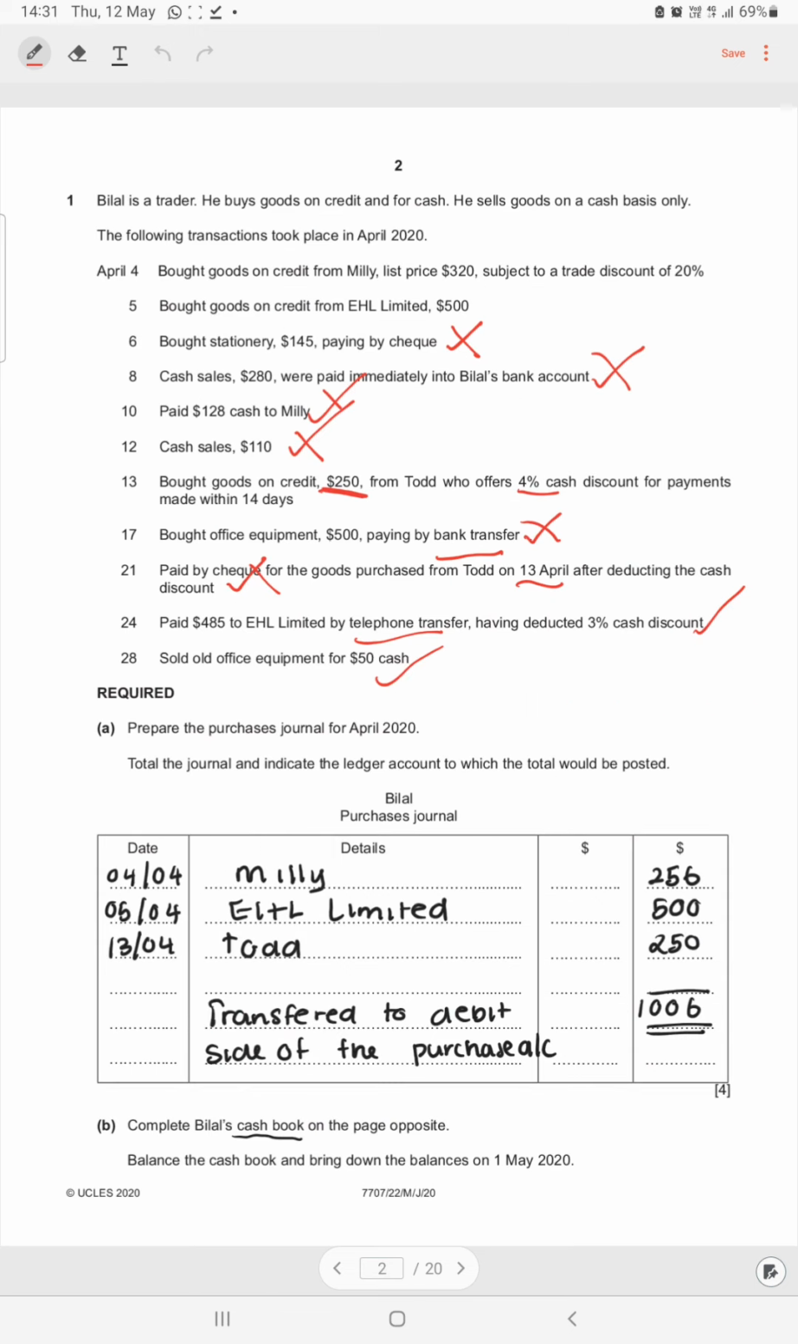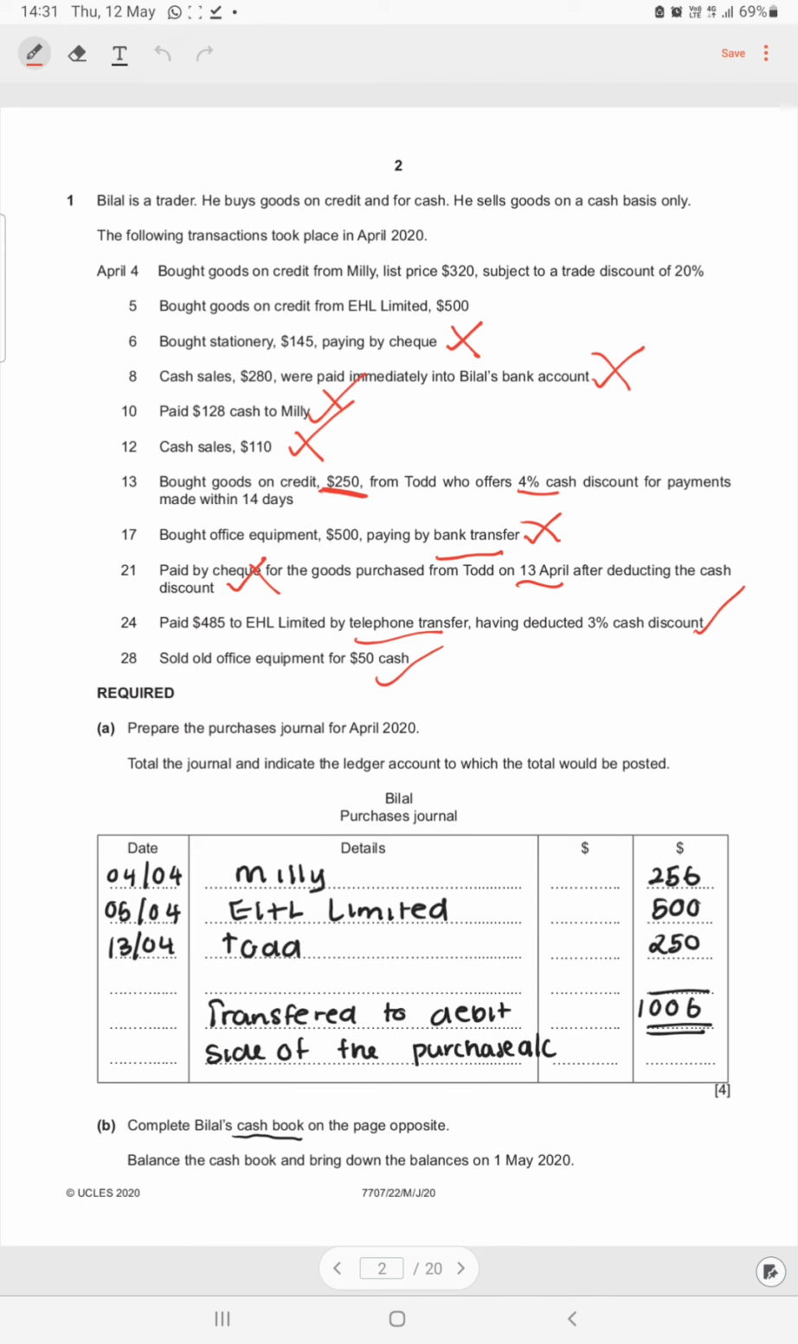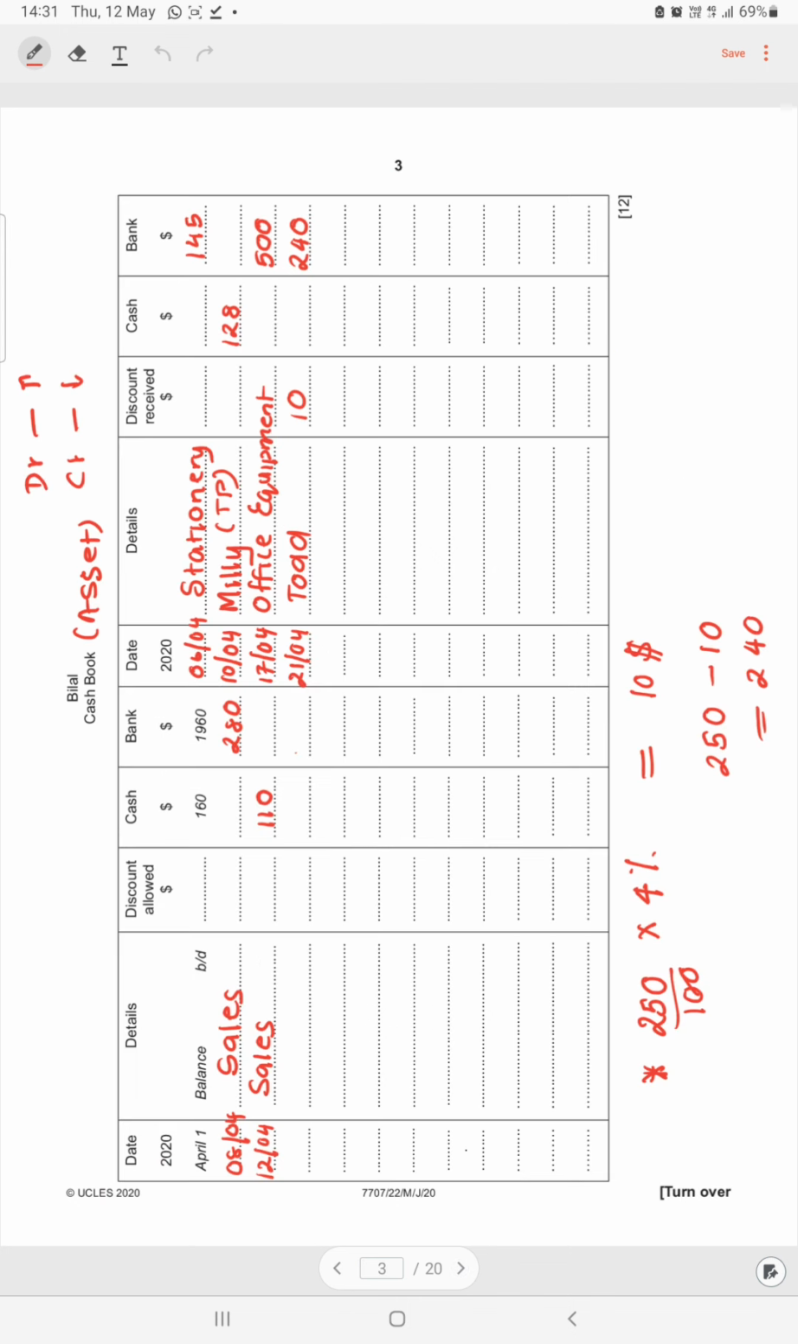My assumption is that this $485 is before the discount. So yes, it is, because see, $500 we owed EHL, and we have only paid $485 in settlement. We have got a 3% discount, so that means 500 into 3% is 15. So we have paid EHL Limited on 24th. We owed EHL Limited 500. That was mentioned there. So EHL Limited, we paid them how much? $485, which means we got a discount of $15.